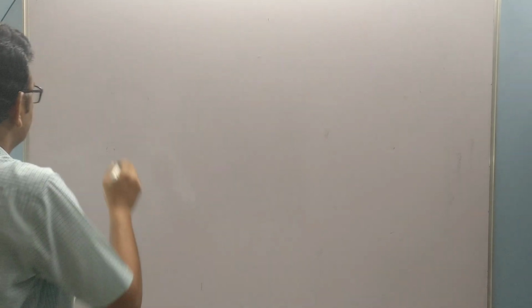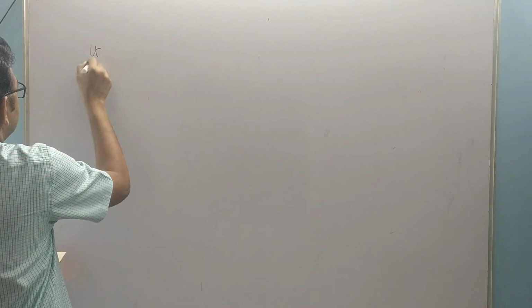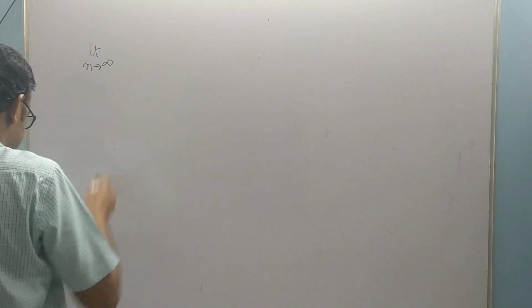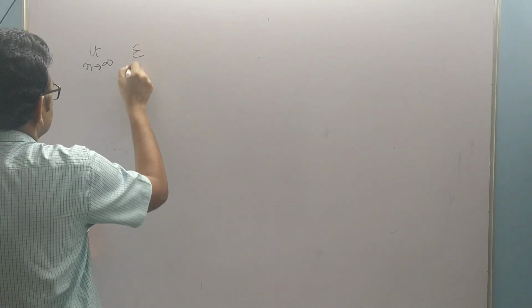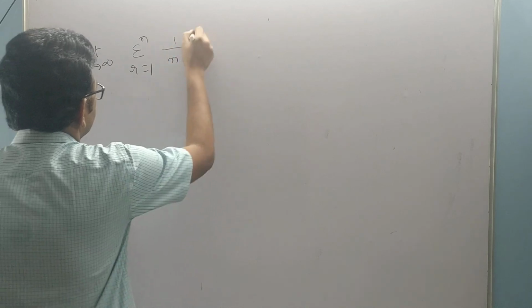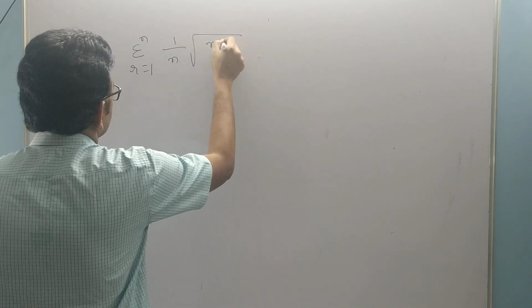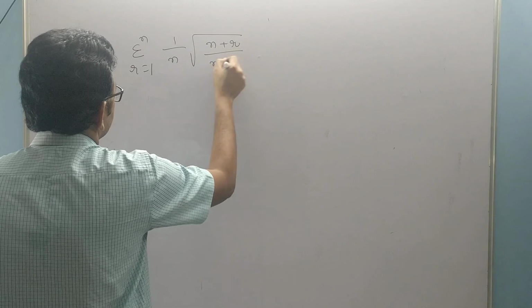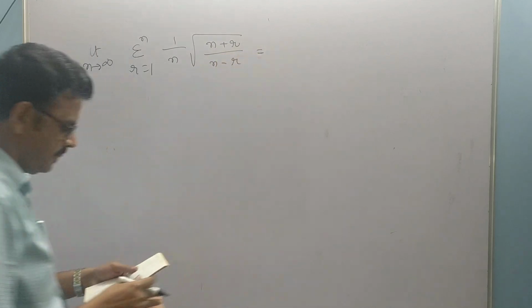Next one, limit of n tends to infinity, sigma r is equal to 1 to n, 1 by n into root of (n plus r) by (n minus r).